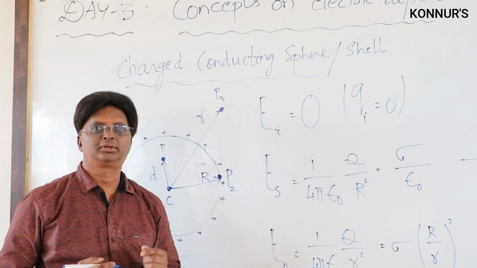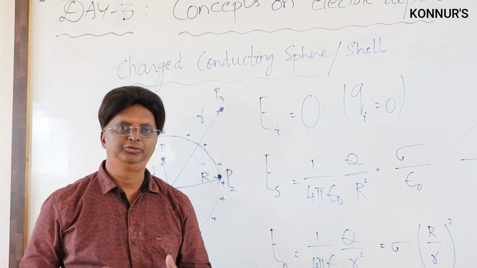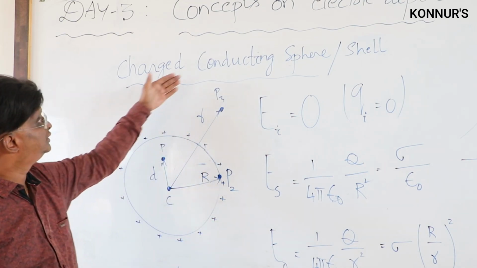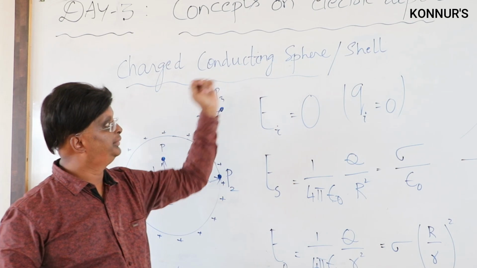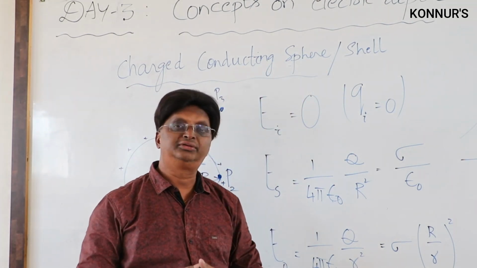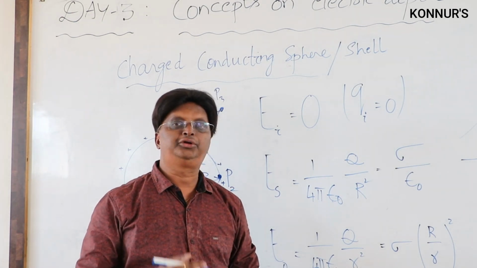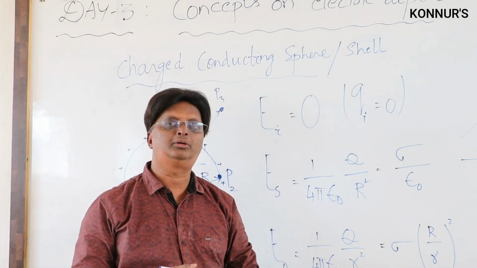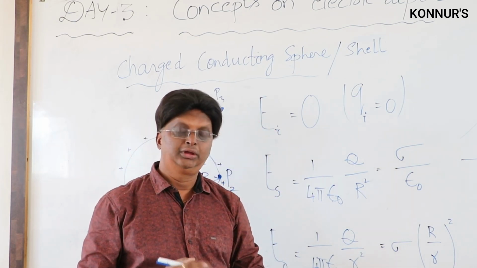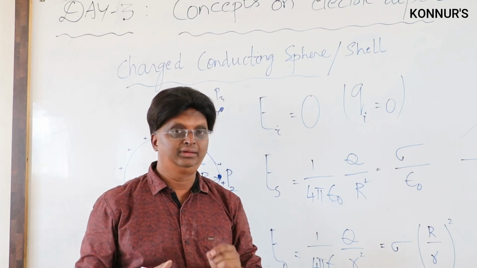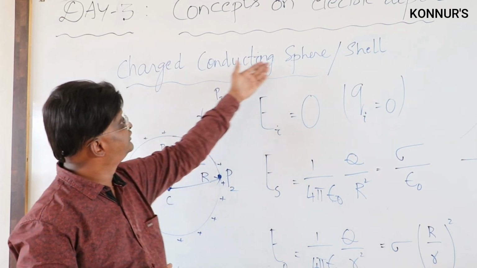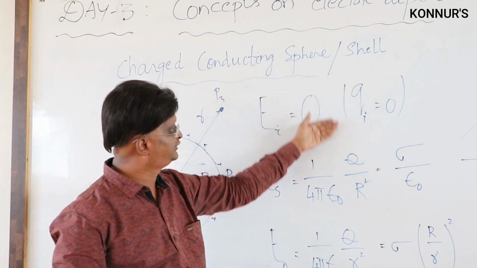Please do remember. One more very popular case of continuous charge distribution is the charged conducting sphere. Whether it is a sphere or a shell, the results are the same, because when a sphere is charged, due to the property of expulsion, all the charge will completely distribute only on the surface, with no net charge inside the sphere. Therefore, for a charged conducting sphere or shell, the results are the same.